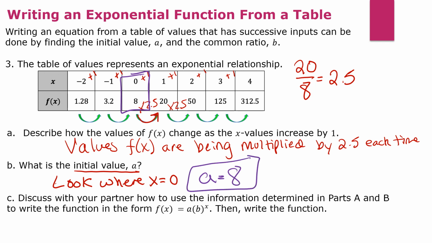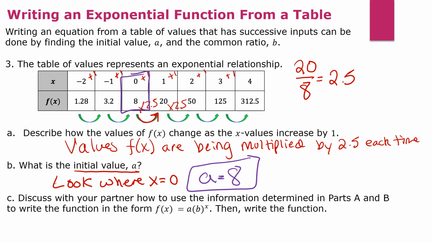It's a little bit easier to find your A value if they give you a table, because if they give you x equals 0, then you know that's your starting value A for your function.